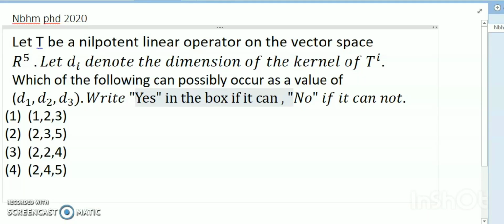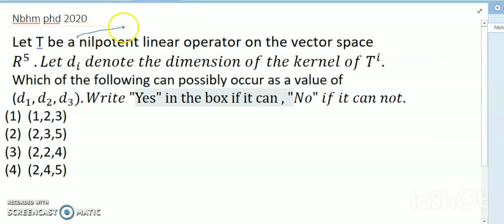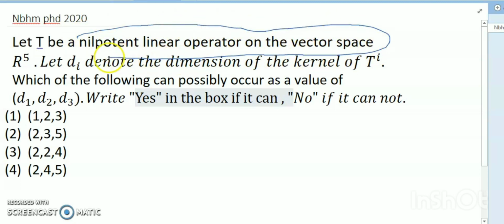Today's discussion is linear algebra, NBHM PhD 2020. Friends, the question is: let T be a nilpotent linear operator. I have to mark this, because this is important information that I need for solving the question about the nilpotent linear operator.